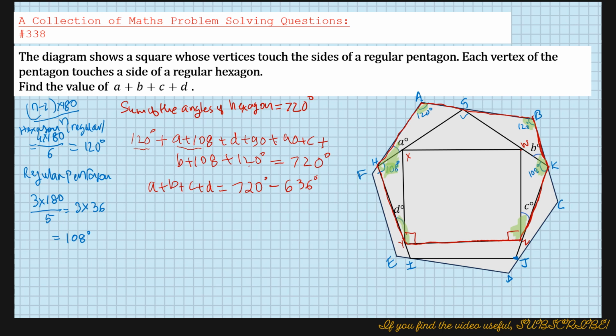Then if you subtract, you'd get 84 degrees. So A plus B plus C plus D equals 84 degrees, and that's the answer.